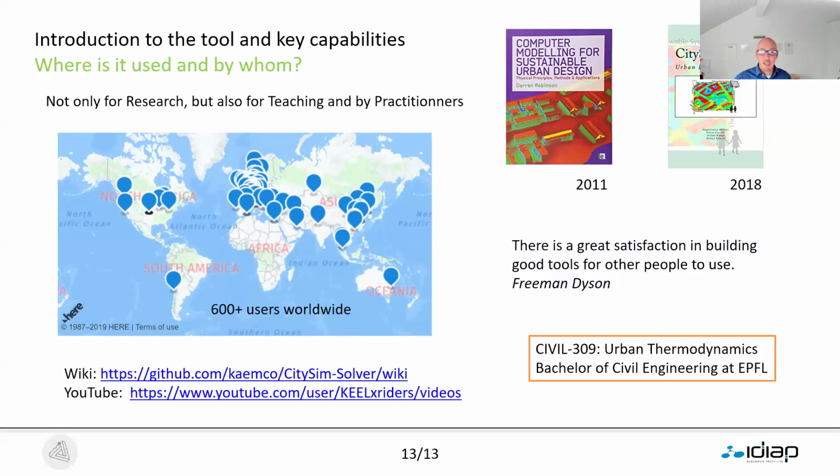We have a wiki. On the wiki, you can see the whole structure of the XML file, so you can create your own XML files for CitySim. And we have YouTube videos showing you step by step how to go from a CAD model, import it in CitySim, and run your simulations.